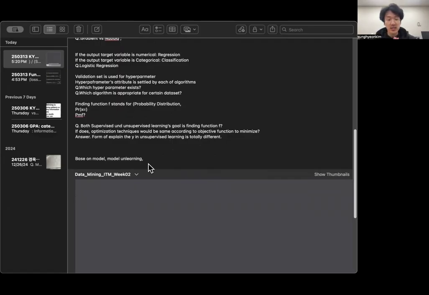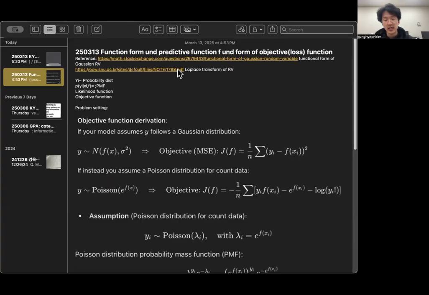Supervised learning is, there's already data, we assume there's X and Y data, and we should find the relationship F. My question is, when finding function F, should we also find the probability distribution function? This is unclear. I'm still studying right now. Then, maybe we call it the functional form.